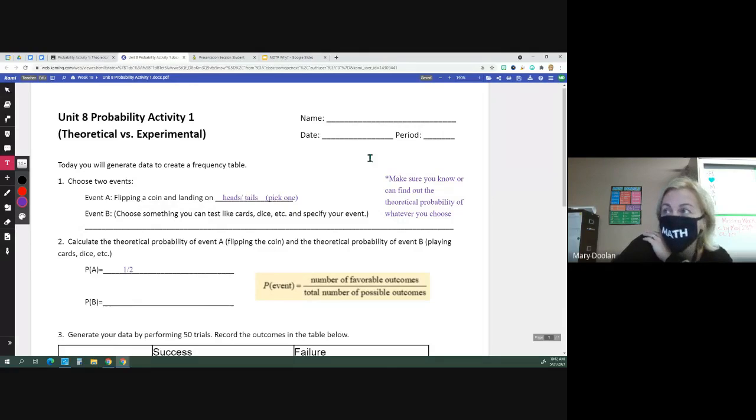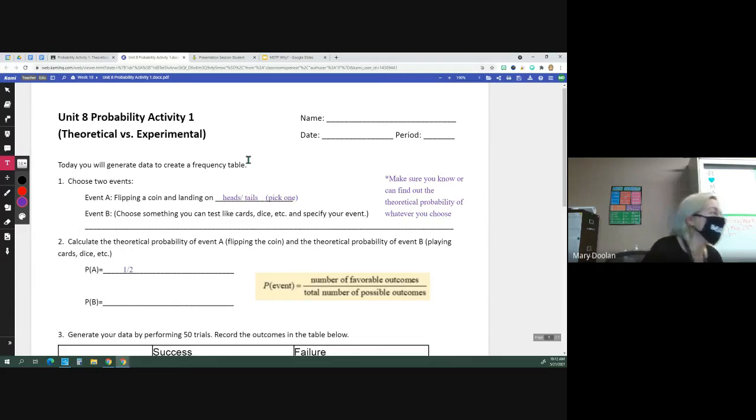Okay, so what we're going to do today is just some experimenting with probability. Ultimately you're creating a frequency table during a couple experiments here. The first thing you're going to do is choose 2 events. Event A is going to be flipping the coin and having it land on either heads or tails. You need to pick one. It's your choice if you want to have it be heads or tails.